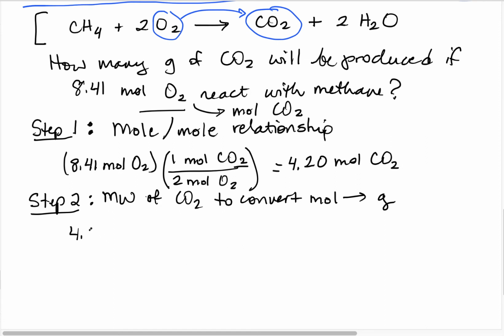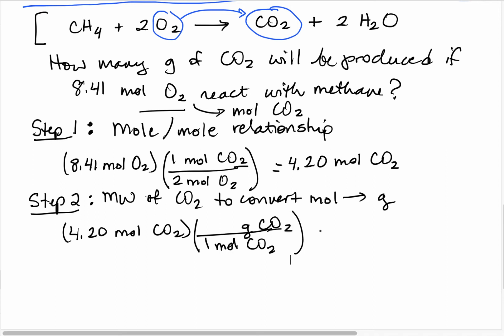So 4.20 mole of CO2. And now you're going to have to look up the molecular weight. I always set it up 1 mole CO2, and then I know I want grams of CO2. So now pause the video and go to the periodic table and calculate the molecular weight of CO2. All right, so hopefully you've found that it's 44.009 grams carbon dioxide, and I get 185 grams of CO2 being produced.